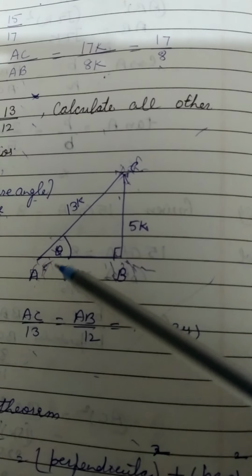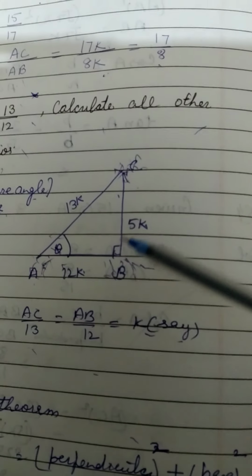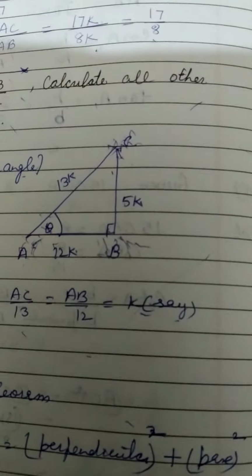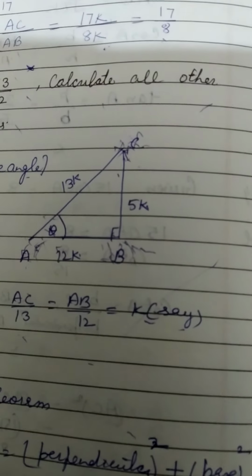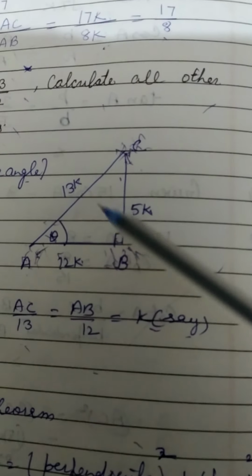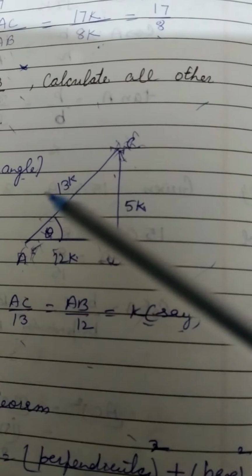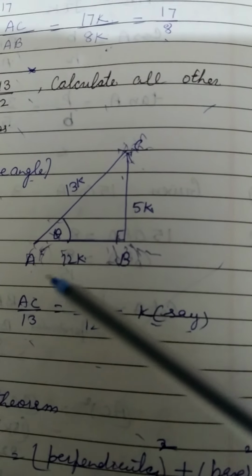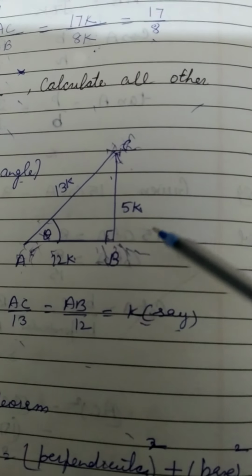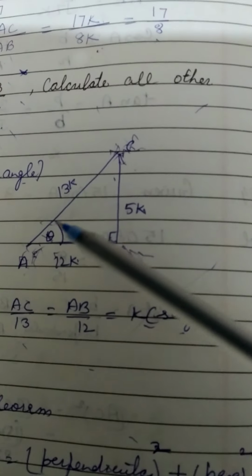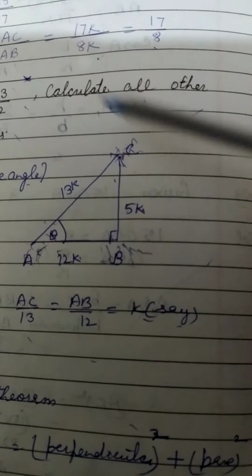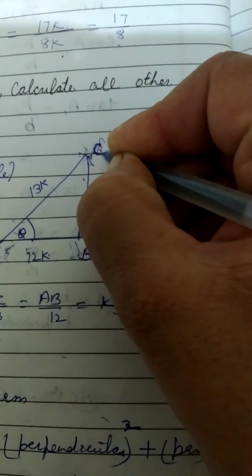When we find cosecant theta, cosecant is reciprocal of sine. Because sine theta is perpendicular upon hypotenuse, cosecant theta will be hypotenuse upon perpendicular. It is 13K upon 5K. Cot theta is the reciprocal of tan theta, means cot theta is equal to 1 by tan theta. It is equal to base upon perpendicular. Base is AB and perpendicular is BC.